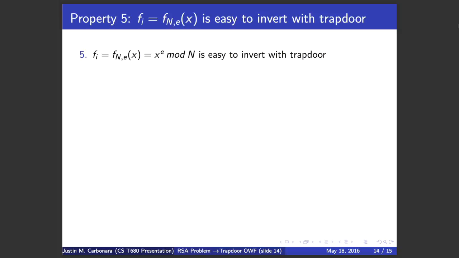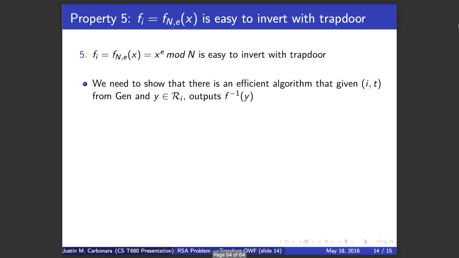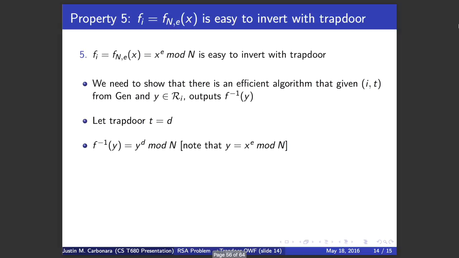The fifth property, f_i(x) = f_ne(x), the RSA function, is easy to invert with a trapdoor. We need to show there's an efficient algorithm that, given i and the trapdoor from Gen, and y, can output the inverse of the function. We'll let the trapdoor t equal d. The inverse of y equals y^d mod n. Note that y equals x^e mod n.